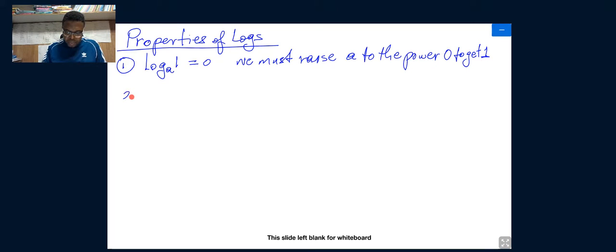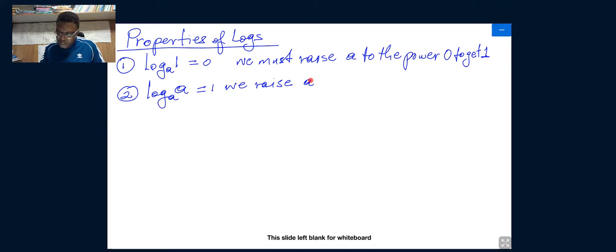Number 2. Log of a base a is equal to 1. What have we done here? We raise a to the power 1 to get a.